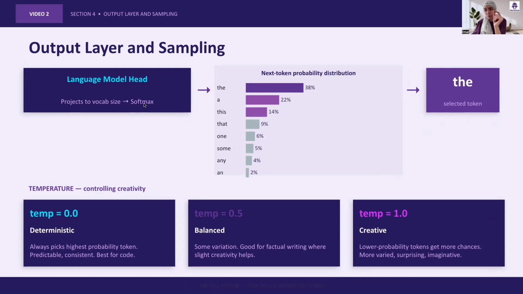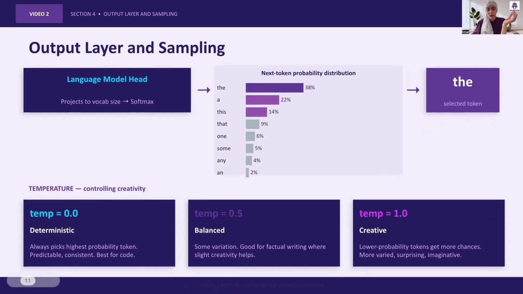I want you to remember softmax. Then a token gets selected. How? This is where sampling comes in. It's controlled by parameters you may have seen before.